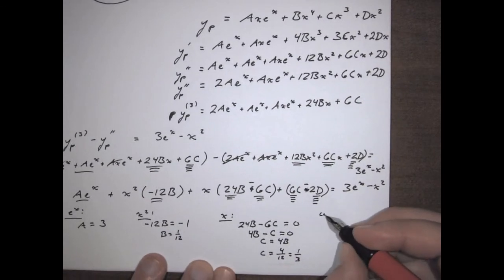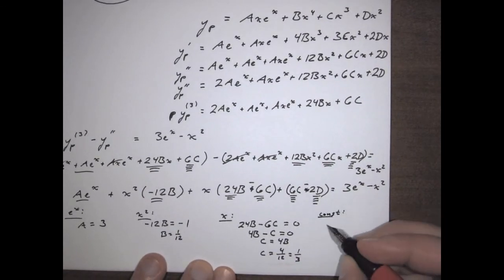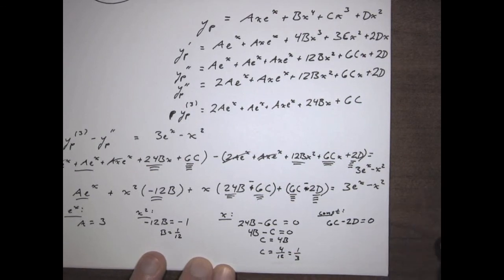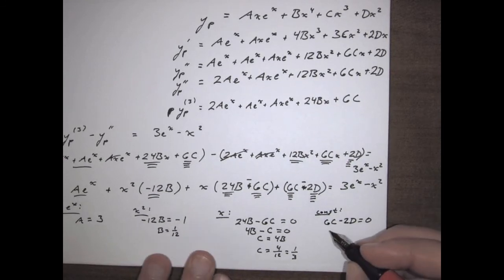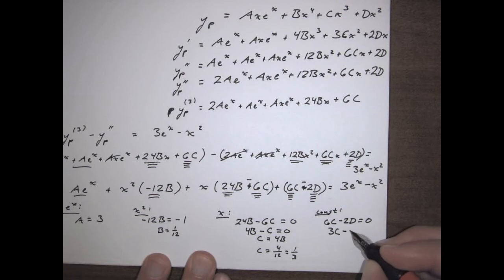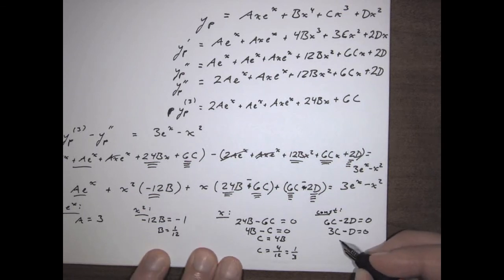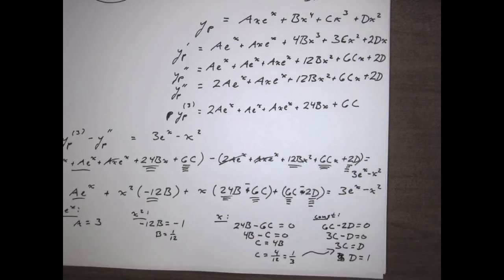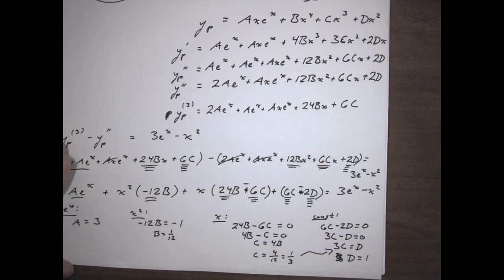And then from the constant terms, 6c minus 2d equals 0, which means then 3c minus d equals 0, so then 3c equals d, which means d equals 1 from that. So that then gives us our pieces of the particular solution.